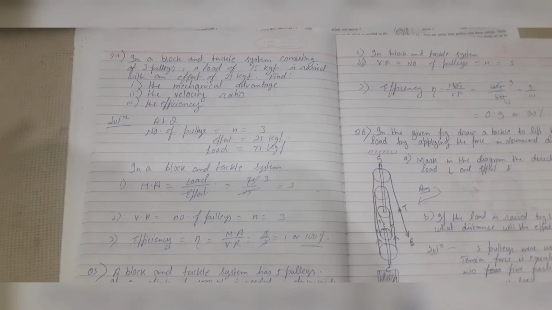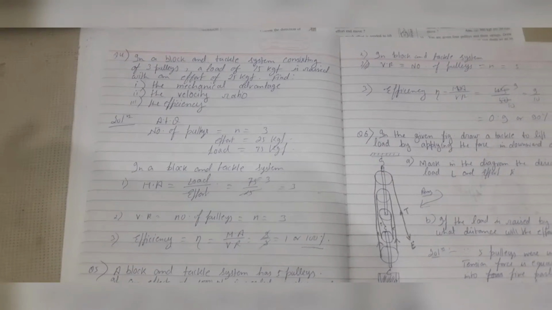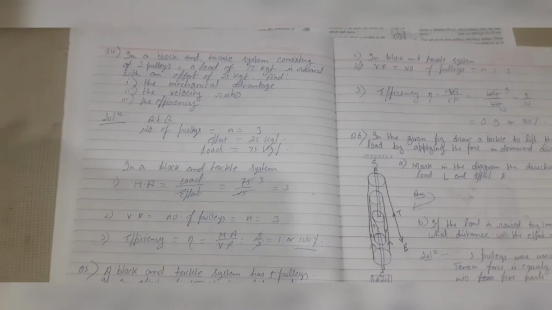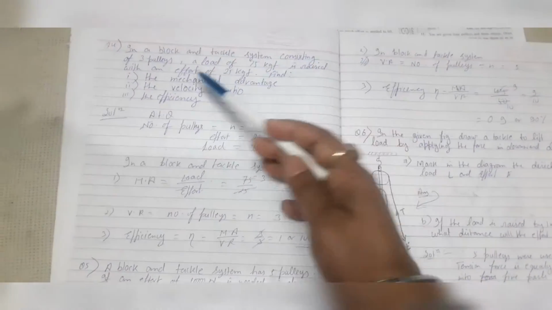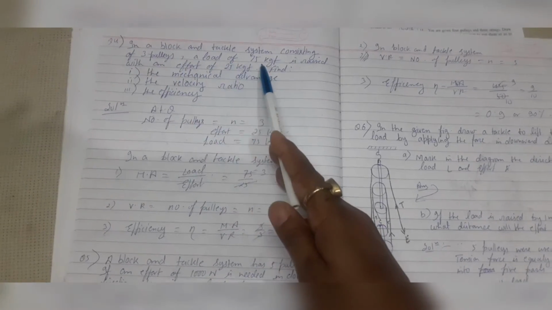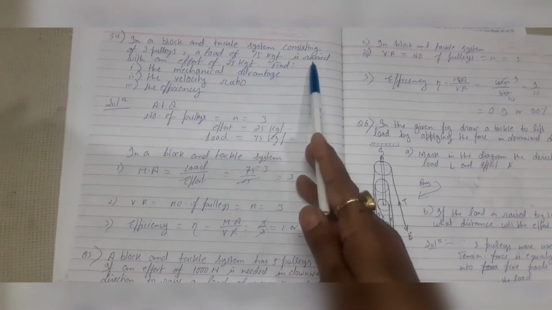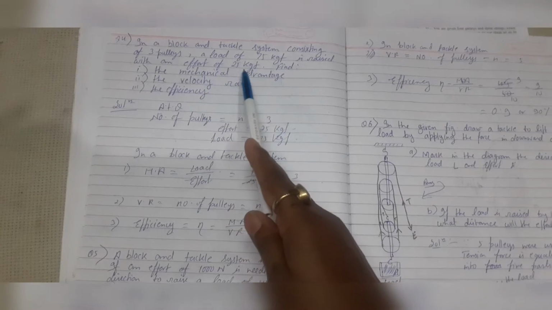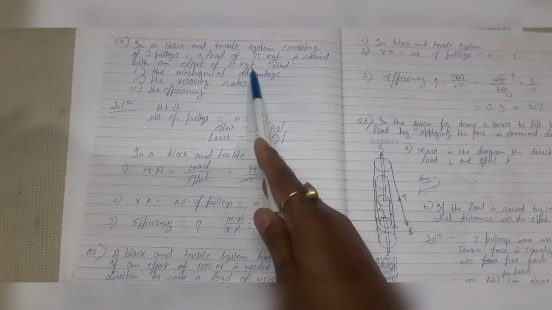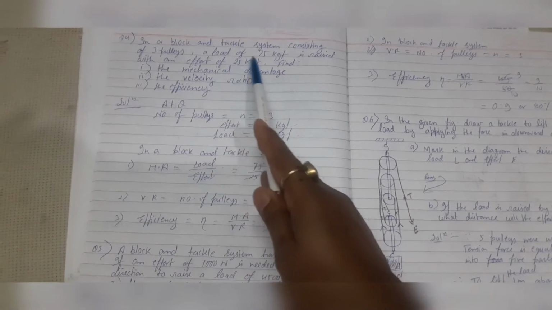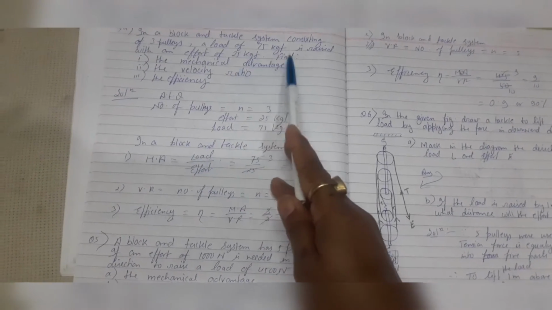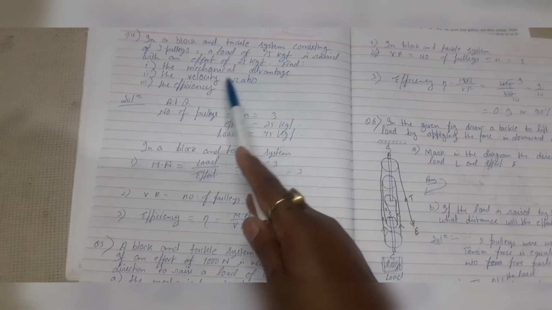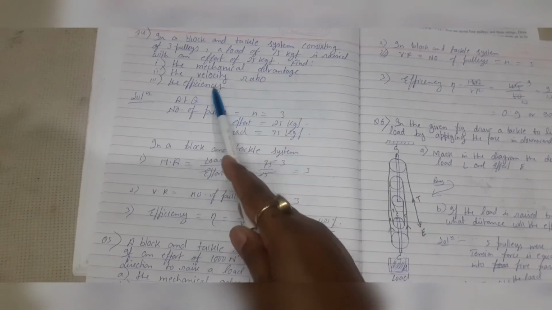Now we will see question number 4, what we need to solve. The question says that in a block and tackle system consisting of 3 pulleys, a load of 75 kgf is raised with an effort of 25 kgf. Load is 75 kgf, effort is 25 kgf. Find the MA, mechanical advantage, the VR, that is velocity ratio, and the efficiency.